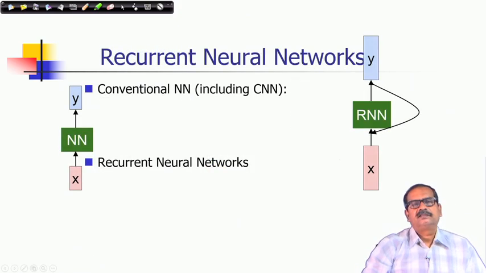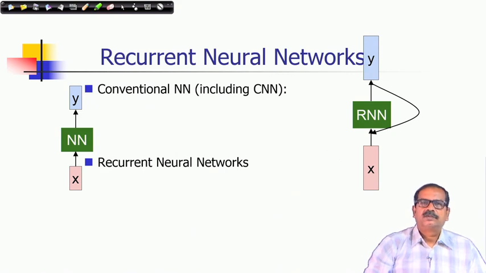Next, we will be discussing another kind of architecture, and we will consider another type of problems which could be solved using neural architecture. These networks are called recurrent neural networks. Let us first understand the difference between a recurrent neural network and a conventional one.